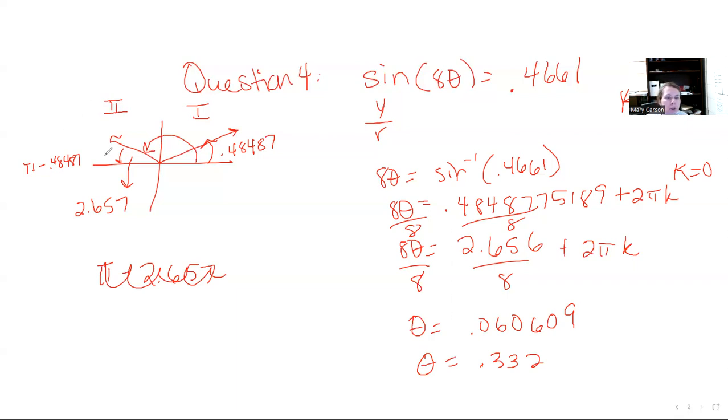Yeah, so this measure was 0.4847. So to find this angle, you would do pi minus that, and you would get this. All right. Next question.